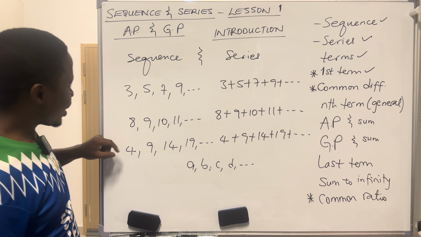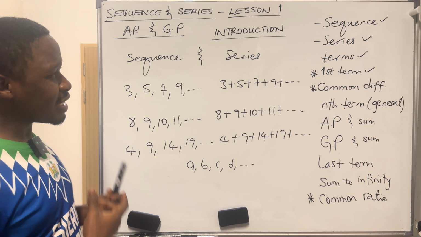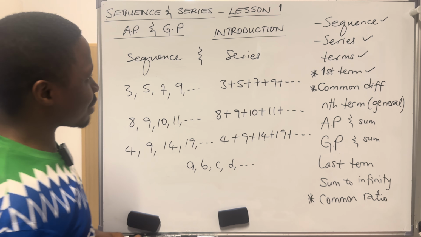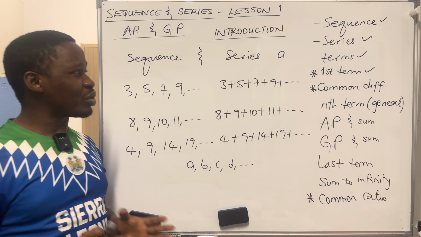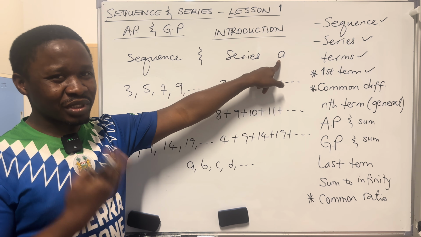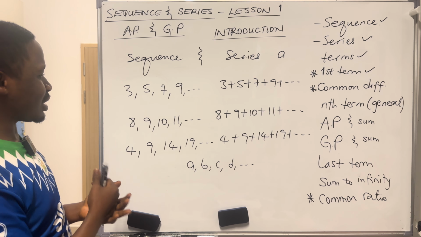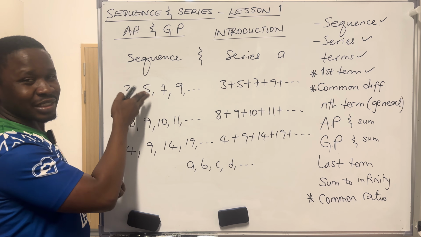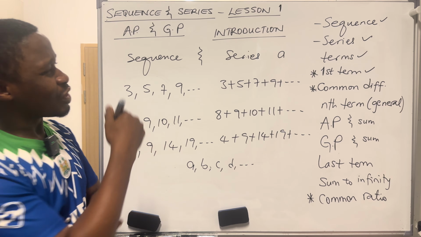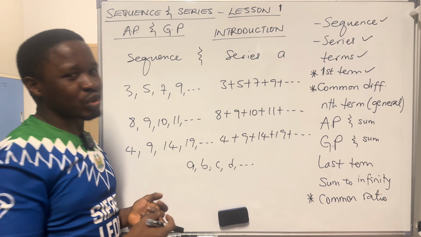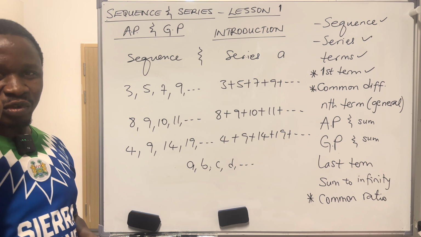The first term is 3. The first term is 8. The first term is 4. The first term is A. And this first term is accepted to be denoted by A. So in sequence and series, most often we use A to represent first term. Just like I was saying, we don't want to be saying the first number, second number, first letter, second letter. We use a general word, we say term. So likewise, even when A is used to denote first term specifically, the general symbol for term is T.